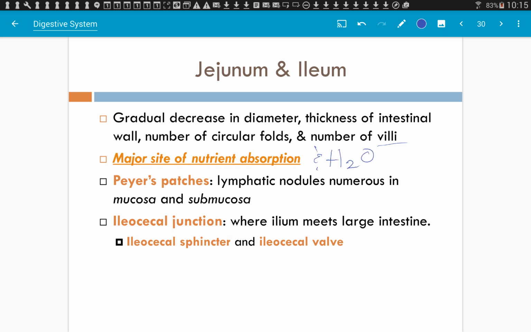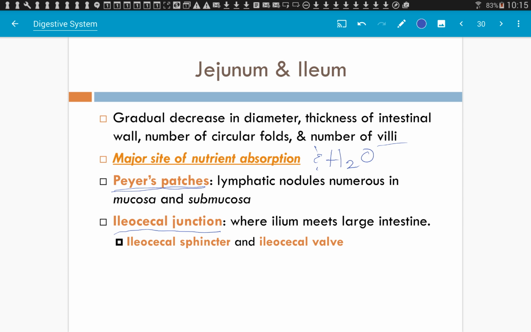Peyer's patches, mentioned those before. These are the lymph nodes you find within the inner mucosal layer and submucosa as well. Remember, immunological surveillance. Now, the junction between the ileum and the ascending colon is called the ileocecal junction. There is a sphincter there, a one-way valve, that controls the movement of chyme from the last bit of the ileum into the large intestine, okay?